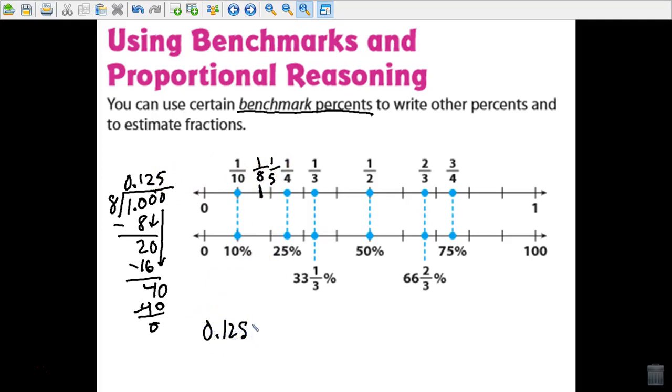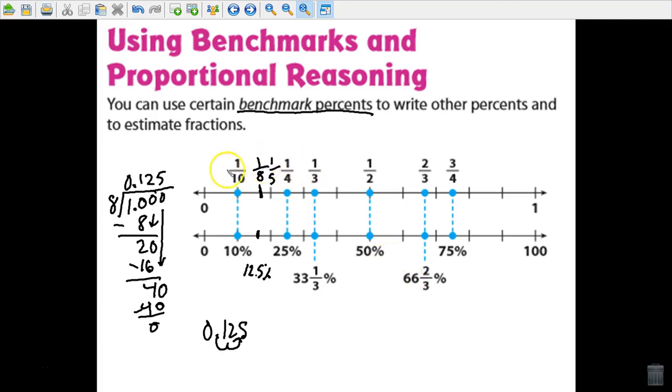So like I said before, if we want to make a percent a decimal, we just move it over to the left. So to make a decimal a percent, we move it twice to the right. So now 1/8 is 12.5%. Okay?